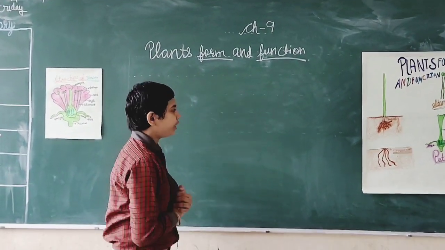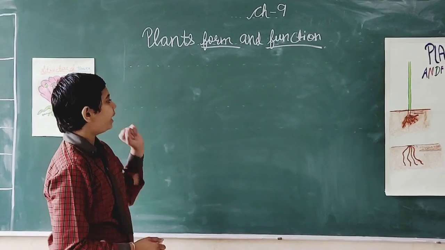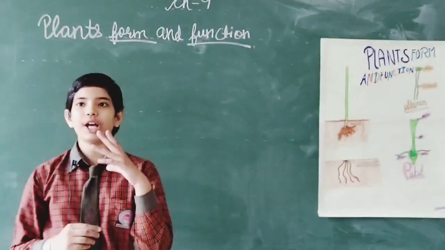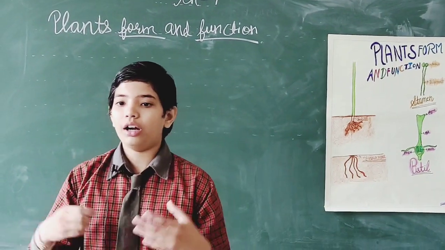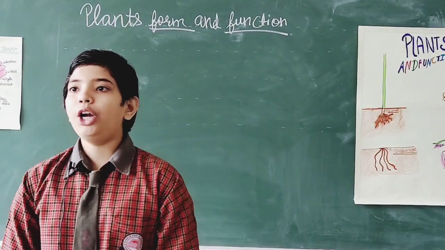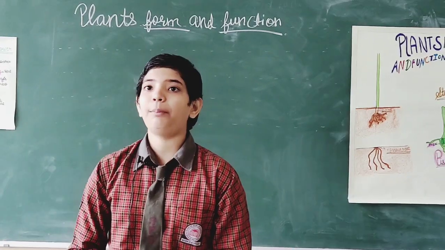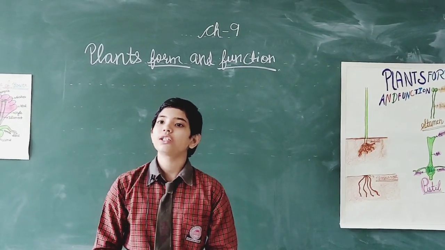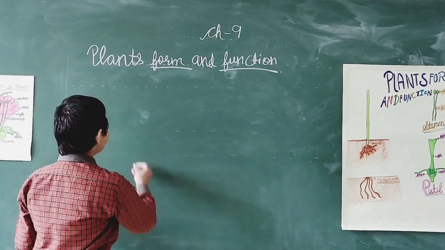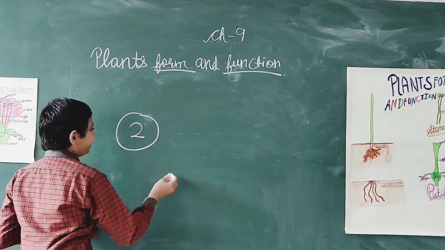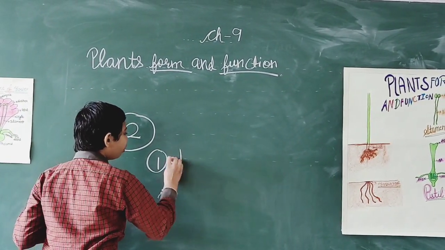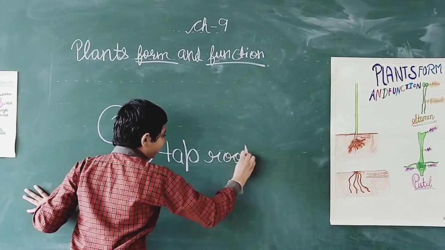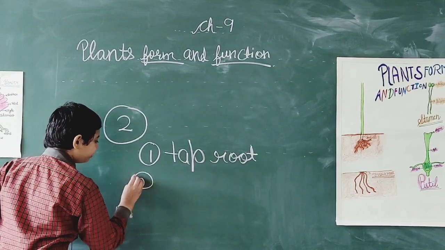Now I am going to teach you about roots. Roots are the part which is underground and non-green. It helps the plant to absorb water and minerals from the soil. There are two types of roots: first is taproot and second is fibrous root.